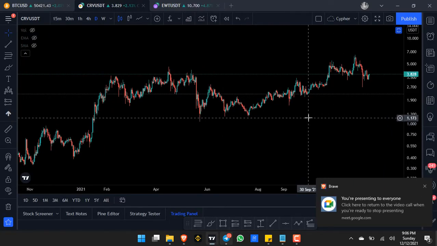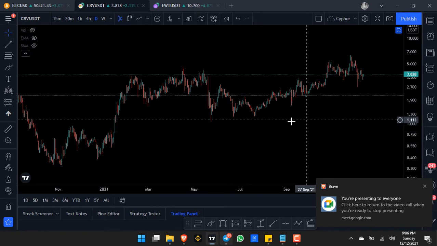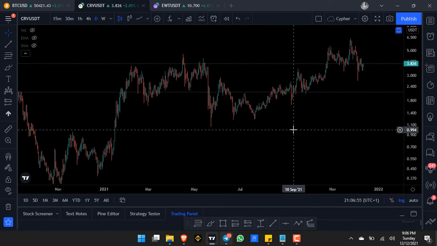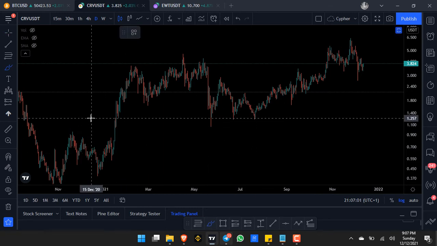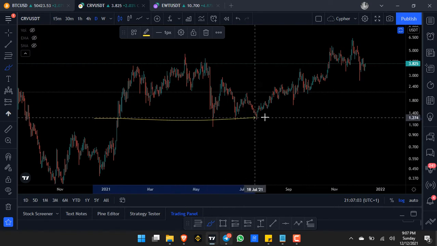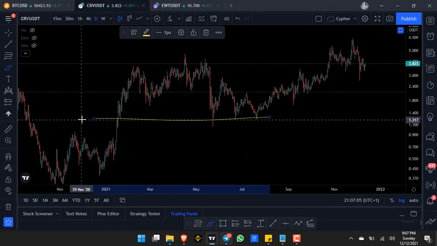Now, I was saying that for a support or resistance level to be considered valid, there has to be more than one tap on it, right? Now let's look at this level. We have something here. Let me draw a line here. Right? I have a line here.